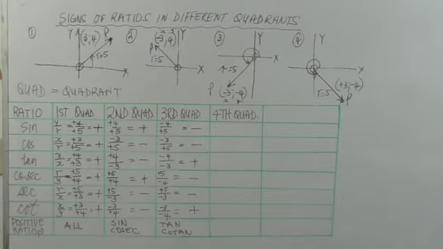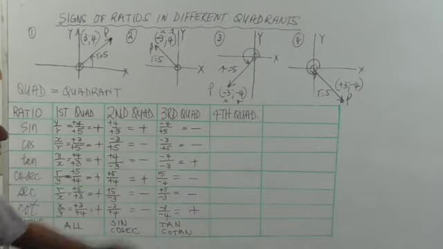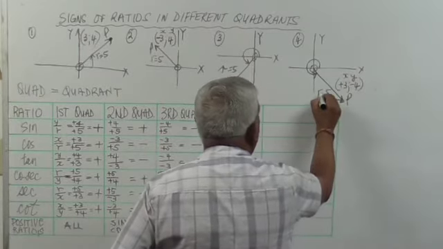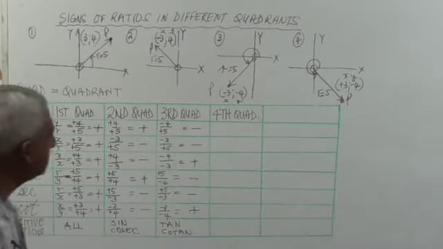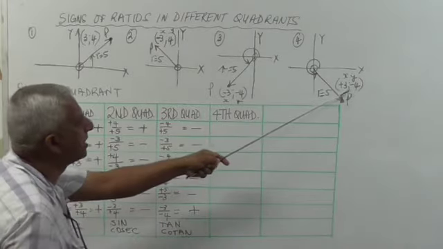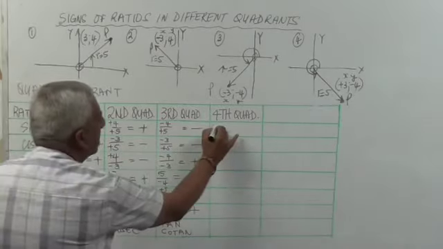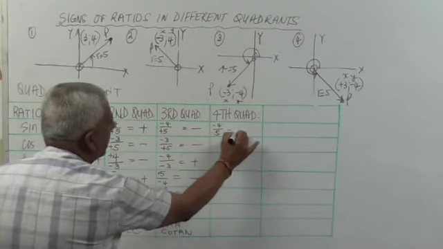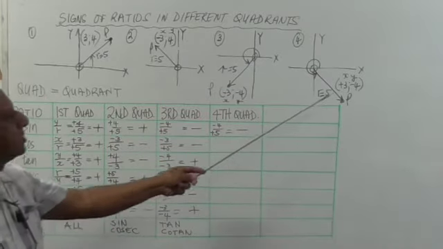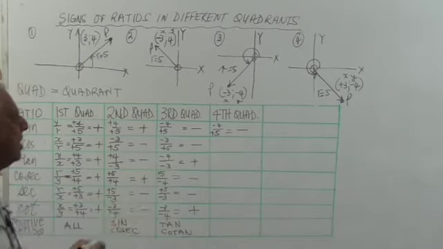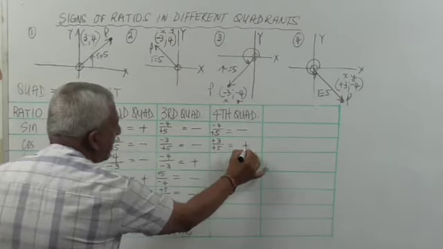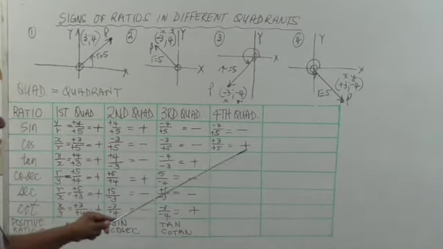Alright, now let's move to the fourth quadrant. Let's write down our x there, our y there, and our r is equal to 5. Sine is y over r, so it will be negative 4 over 5, and the final answer is negative. Then cos is x over r, so that's positive 3 over positive 5. Final answer is positive. Positive divided by positive is positive.